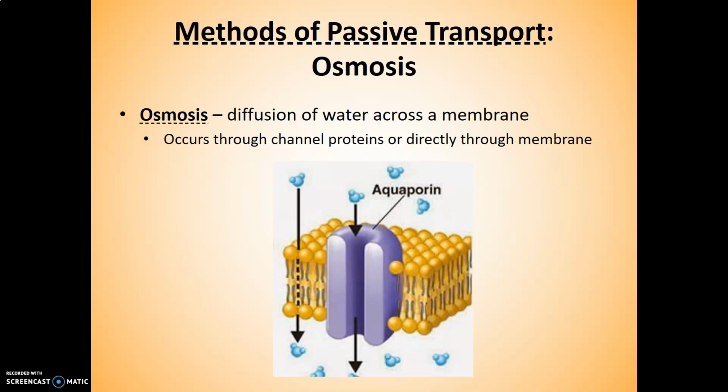Another type of passive transport is osmosis, and this is the diffusion of water across a membrane. This occurs through channel proteins or directly through the membrane. So again, look at the diagram. It's going to go directly through the membrane or through a channel protein that we call aquaporin.